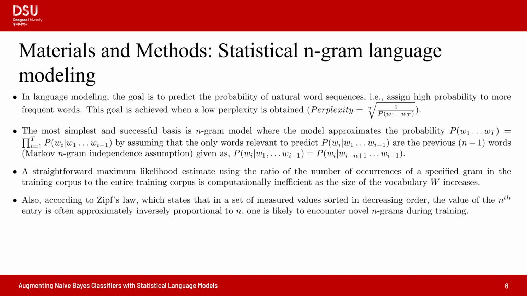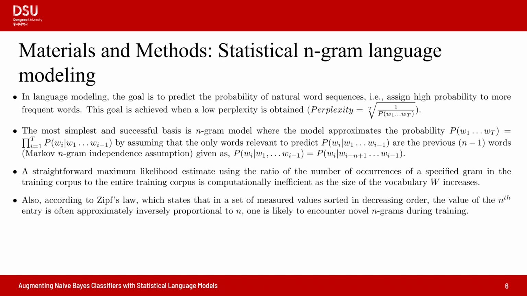Next, we will see the statistical n-gram language modeling. In language modeling, the goal is to predict the probability of natural word sequences, that is, assign high probability to more frequent words. The goal is achieved when a low perplexity, given by the formula shown here, is obtained. And the simplest and most successful basis for this is the n-gram model.